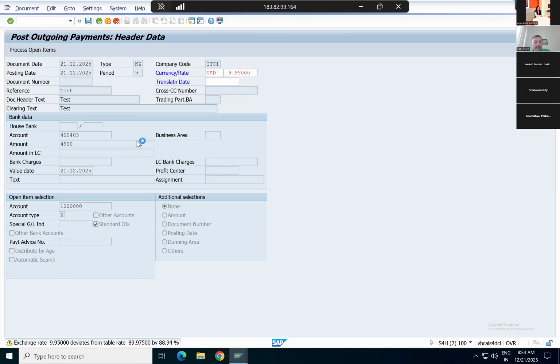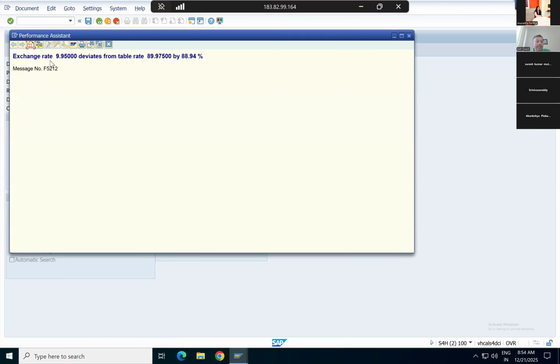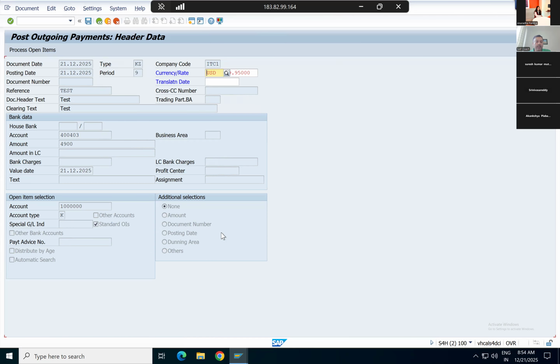So this error message, right now it is yellow. The error message number is F5212. So under the tolerances, if I can decide a percentage, if it is more than 5%, I can convert it into a red or error message. So it will not allow me to post the entry if the exchange rate differs from the table by more than 5%. So those system checks are there in the system.